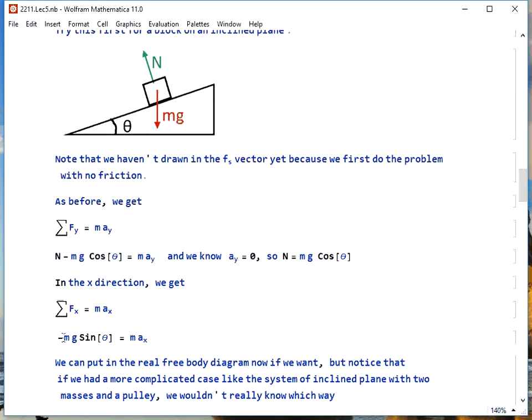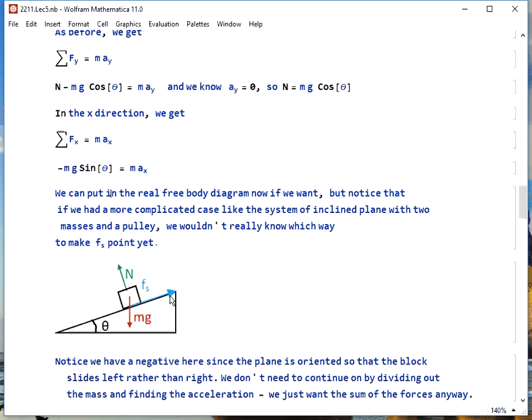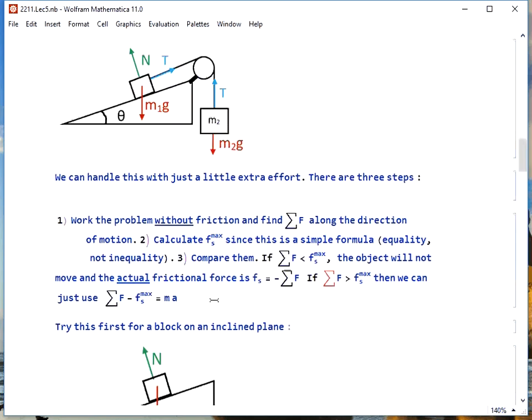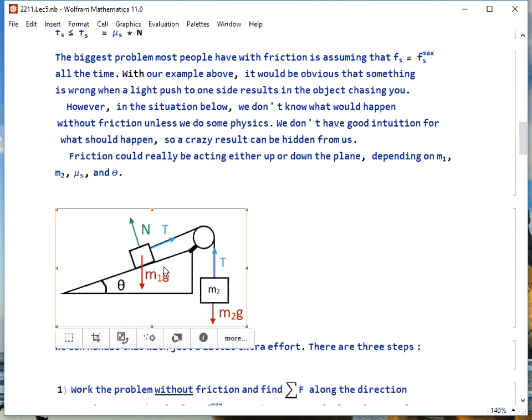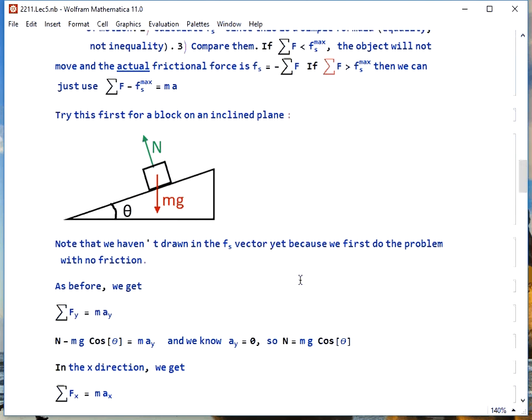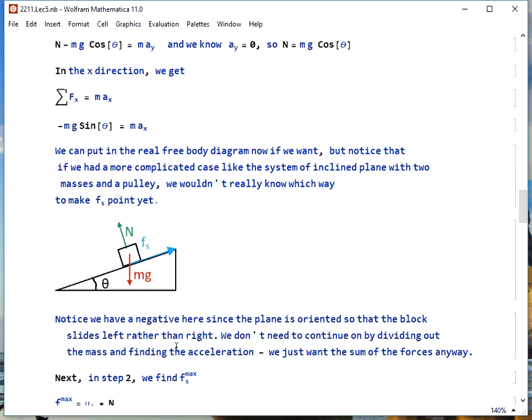Now, ordinarily, what you would do is divide out the mass and find that acceleration, but we're going to stop a step before that because what we really want is just the sum of the forces. So this is far enough. Now, the real free body diagram, we're going to have friction acting up the plane. Notice that if we were doing this on the earlier example, we would have to pick a direction for Fs to act, and we might very well get that direction wrong. So we'd have to be prepared to go back and flip it around. Anyway, here we know that the friction will act up the plane.